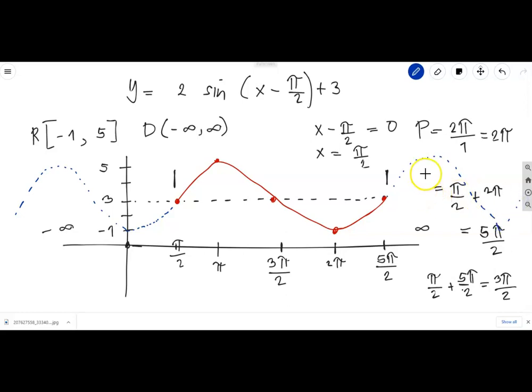From this problem, what you're going to solve first is the vertical shifting, and then the horizontal shifting, and after that the period, and then check the amplitude.